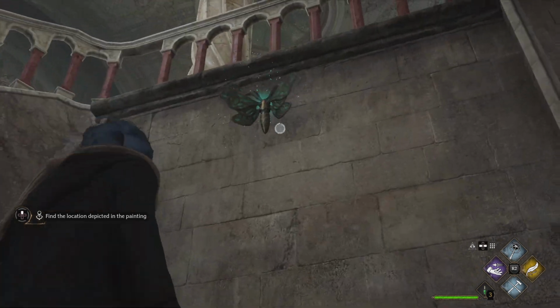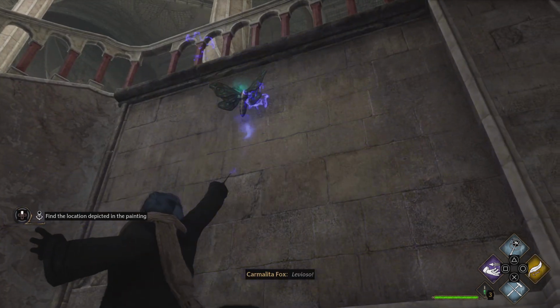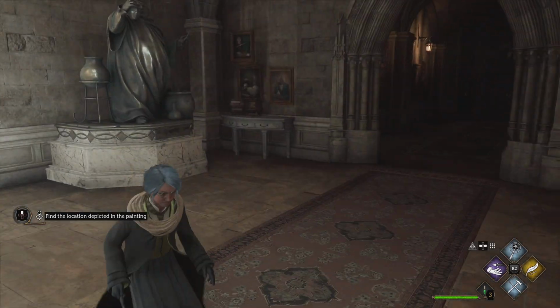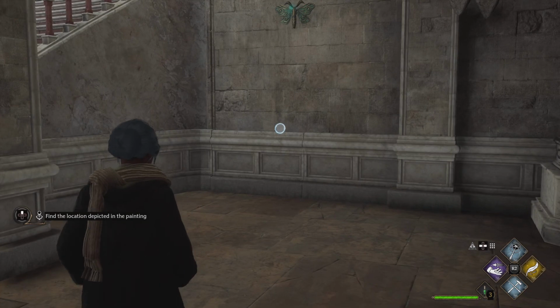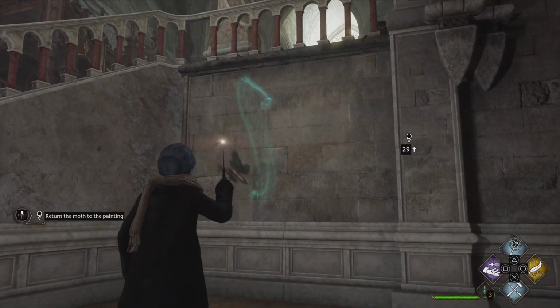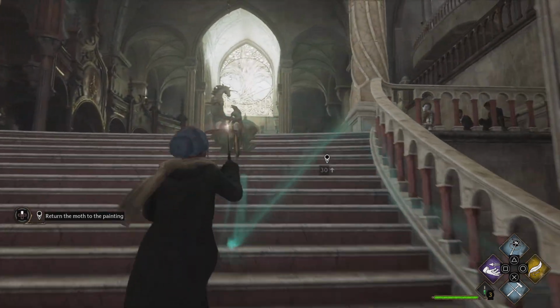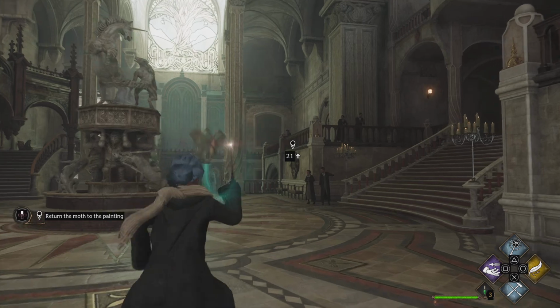Okay, sorry. Yo, that's totally moving. I thought it was. I do not apologize. I don't know if Lumos would do anything again. It does. Let's get you back to your frame, little moth. Oh, word.